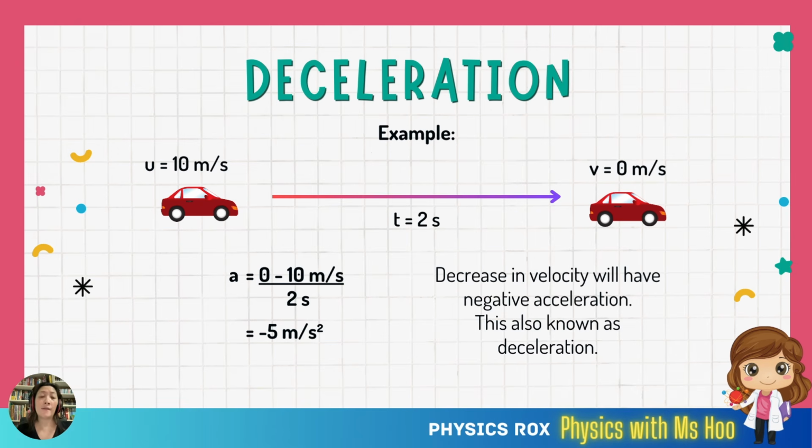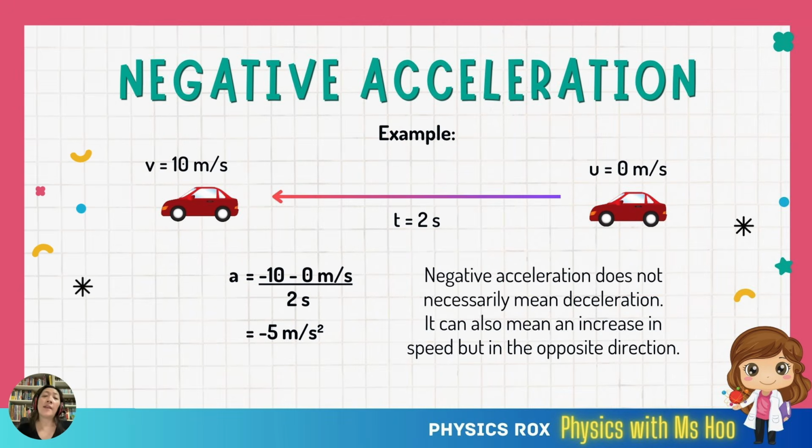So when you calculate the value of acceleration a, you get 0 minus 10 divided by 2, giving us negative 5 meters per second squared. Because the velocity has decreased, that's how we get a negative value of acceleration. In this situation, because the object is slowing down, this is known as deceleration. However, negative acceleration does not always necessarily mean there is deceleration.